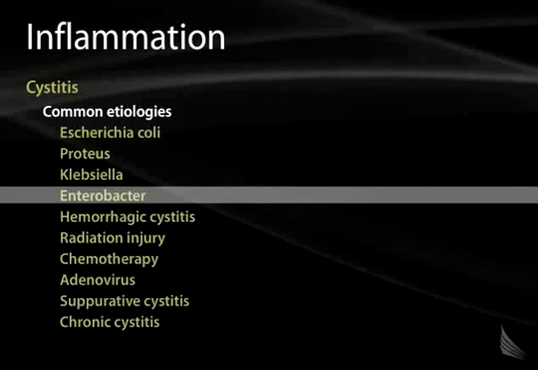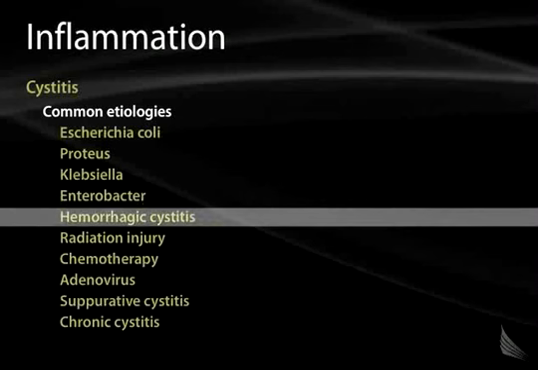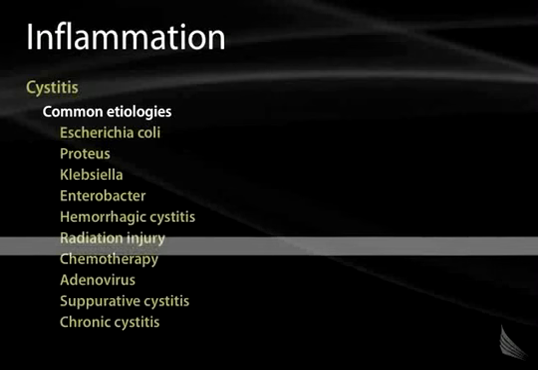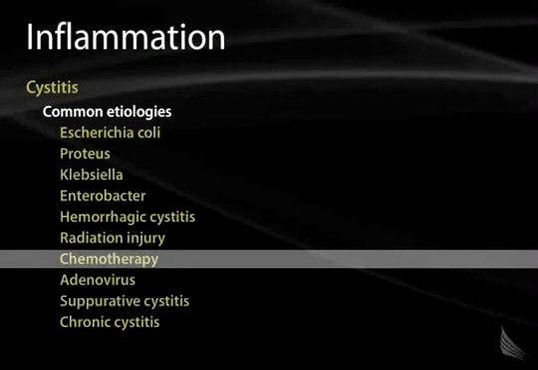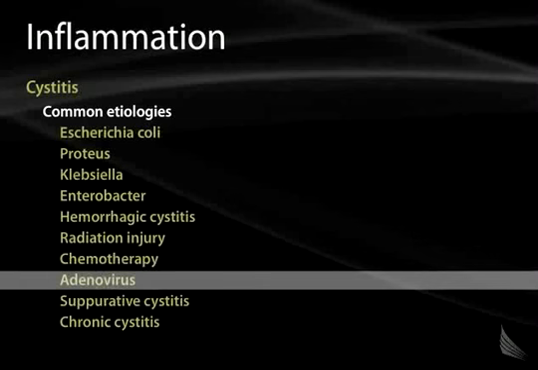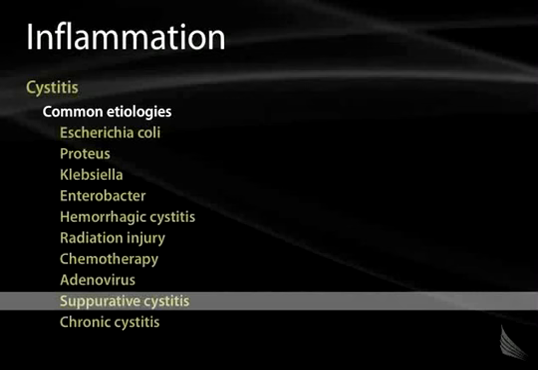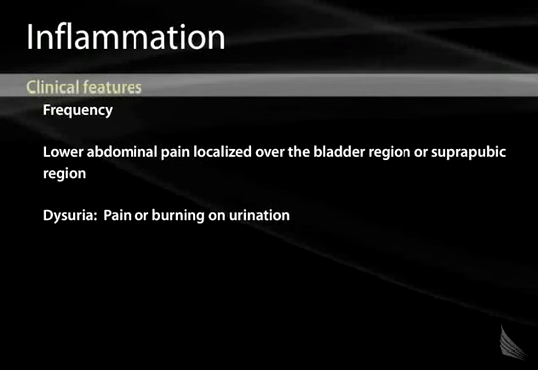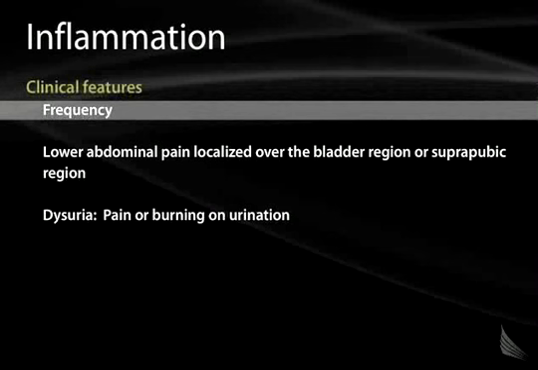However, there are other non-bacterial forms of cystitis, and you must consider things such as hemorrhagic cystitis, possible radiation injury, particularly in patients who've been treated for things such as prostate cancer, or patients on a particular form of chemotherapy for tumors elsewhere in the body can develop cystitis. There are a few viral causes, including adenovirus, and one can have the development of a suppurative cystitis with continued inflammation, or eventually a chronic cystitis picture. What one sees clinically within these patients, perhaps the most common complaint, is one of frequency.